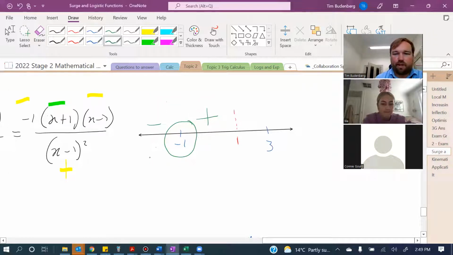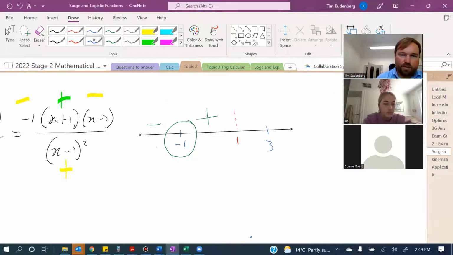And then if I choose a value between 1 and 3, I could sub in, say, the number 2. If I sub in the number 2, that would be positive. Negative, negative, it's going to be positive. And then if I sub in another value greater than 3, like 4, that will be positive. That's still positive. It's going to be negative.